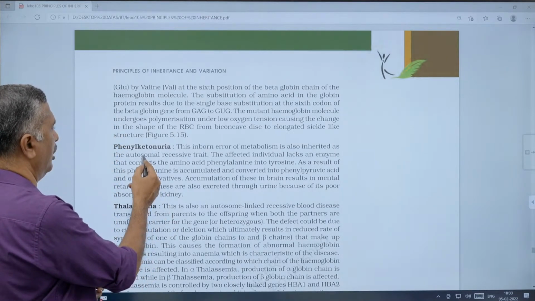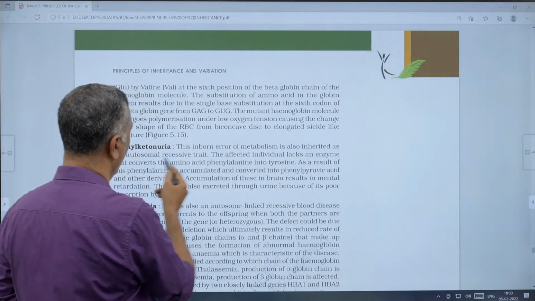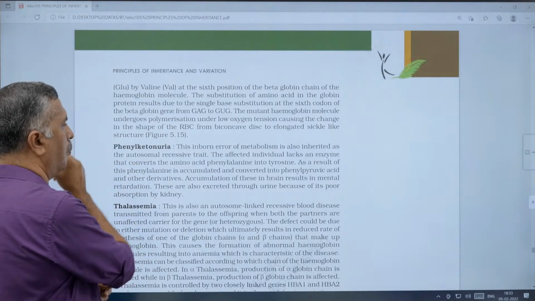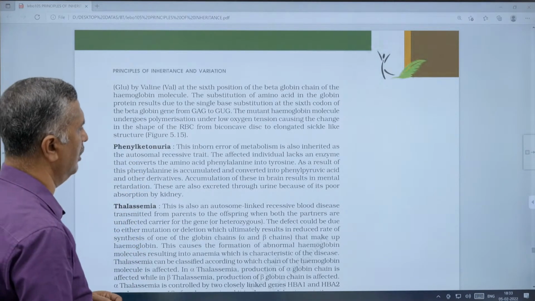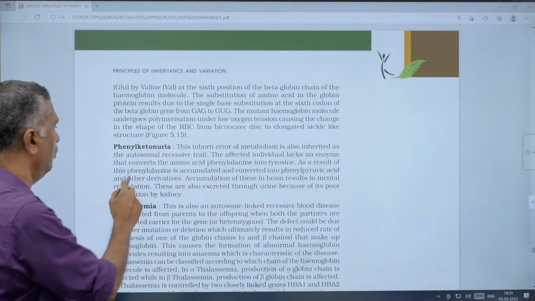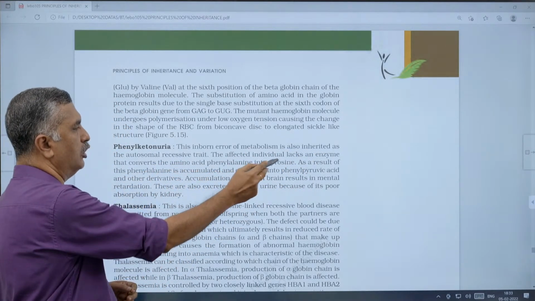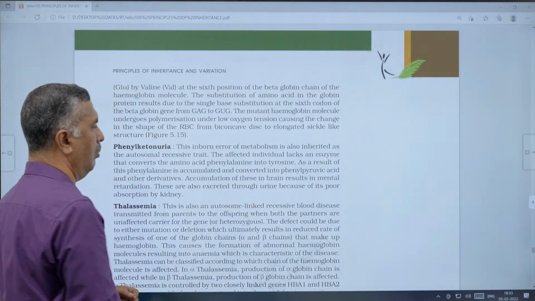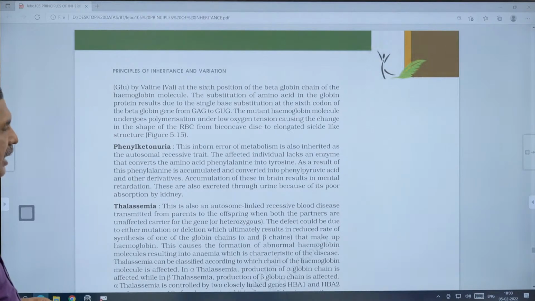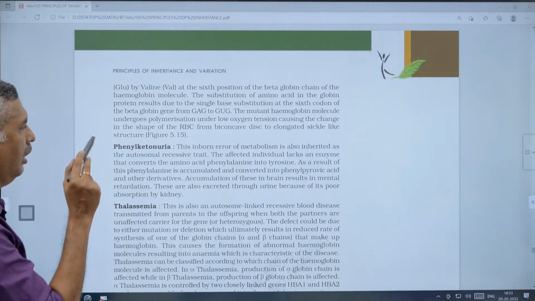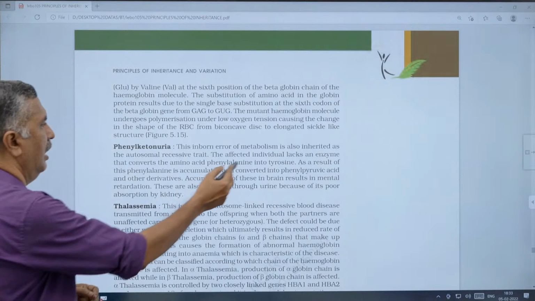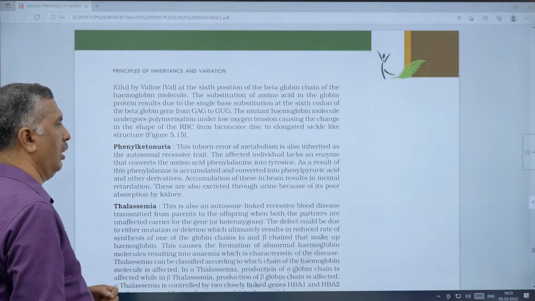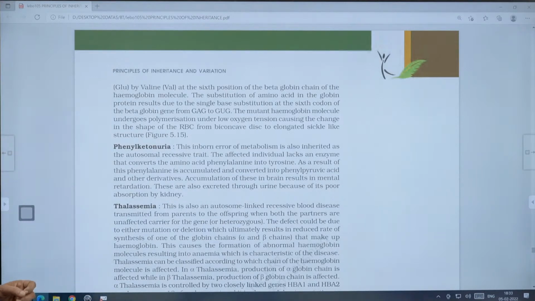The next one is phenylketonuria. This inborn error of metabolism is also inherited as an autosomal recessive trait. We studied this earlier as an example of pleiotropy. The affected individual lacks an enzyme that converts the amino acid phenylalanine to tyrosine. The enzyme is called phenylalanine hydroxylase, and it is lacking due to a mutation in that gene.